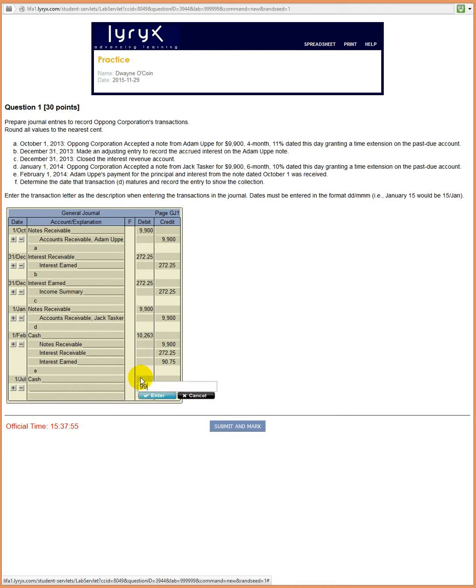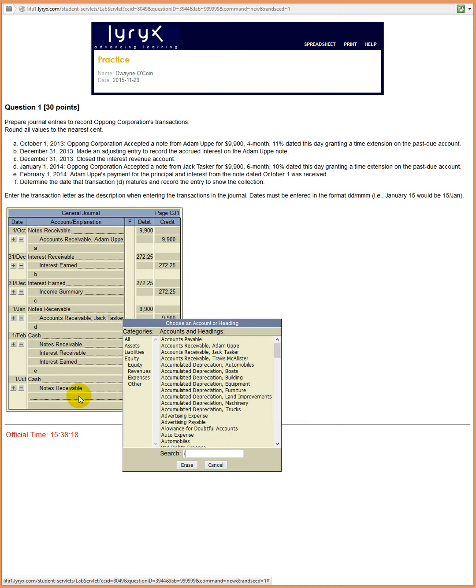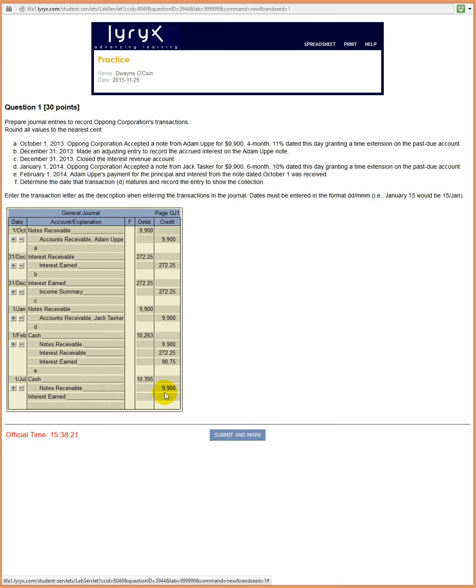And his cash is going to be 9,900 plus 6 months at 10%, 10,395. We need a little more because we're going to have the note receivable go away for 9,900. And then we have interest earned for 9,900 times 0.1 times 6 out of 12. Now if we add those two together, 9,900 plus 495 is obviously 10,395. So we'll just leave it at that.